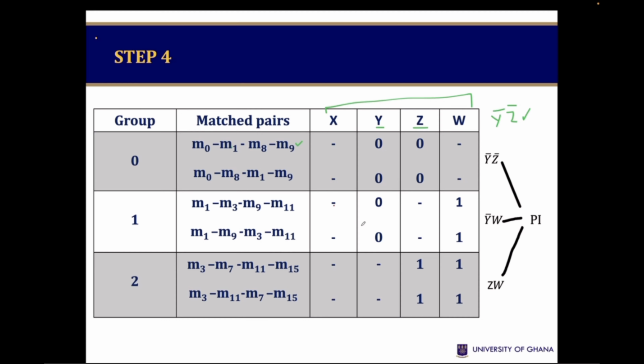So now we come here. The same way, we have 1, 3, 9, 11. So what's the mean term for this? Y bar W. Very good. Y bar W, right? Because W is 1. So Y bar W.